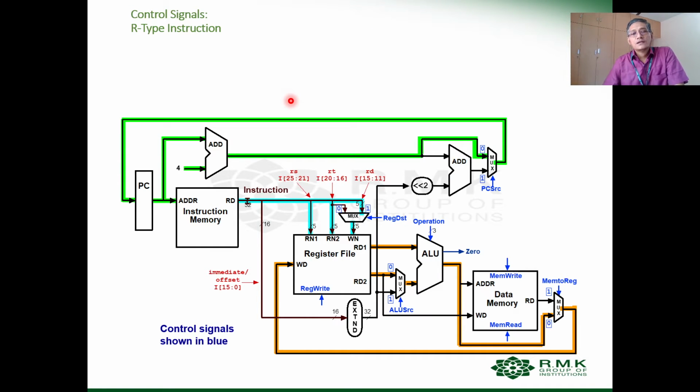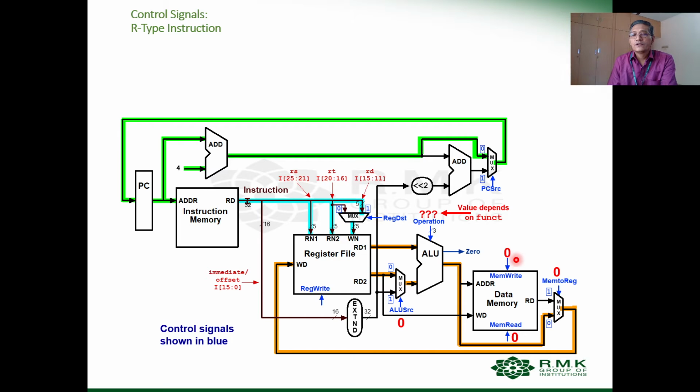Now we will see how the execution of an R type instruction takes place. What is the operation that is going to be performed by the ALU? It depends on the function field. If it is an R type instruction, definitely the memory write is 0. We are not going to write anything to memory. We just perform the addition, and that result is fed back to one of the destination registers. So memory read is also 0, memory write is also 0.